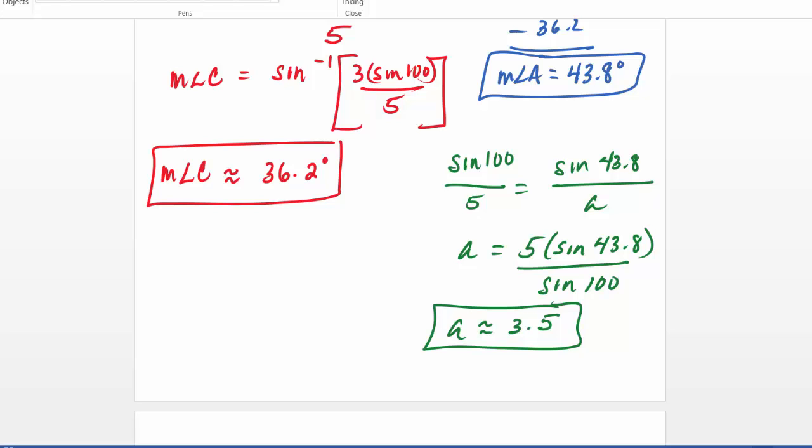So you can see here I've got 3 missing parts, the measure of angle C, the measure of angle A, and side A. Those are the 3 missing parts that we needed to solve the triangle. And we know that since the measure of angle B was greater than 90, it was an obtuse angle, that we only have the possibility of no triangles or one triangle. So there's no need actually looking for a second triangle here.